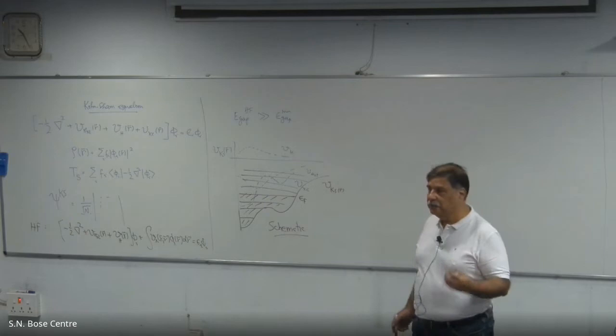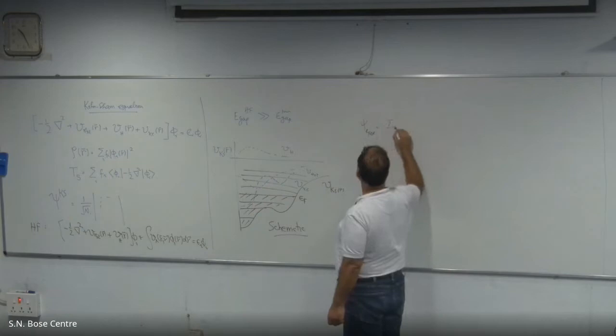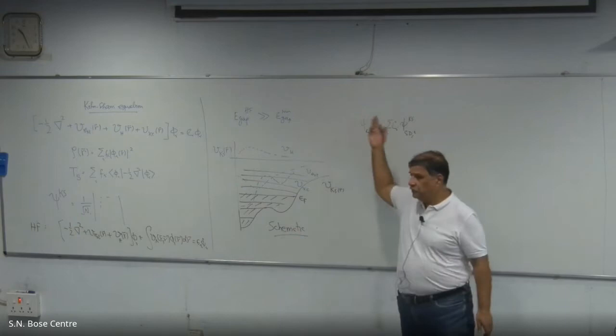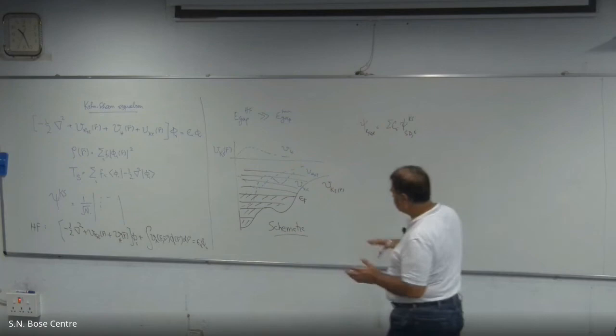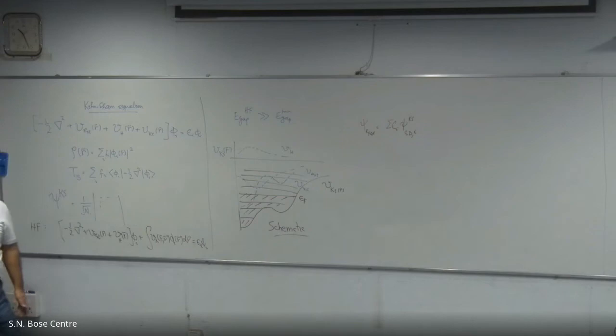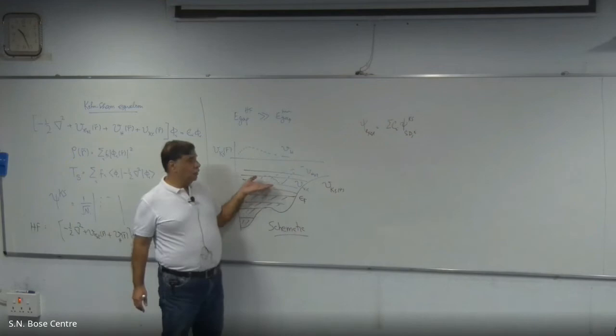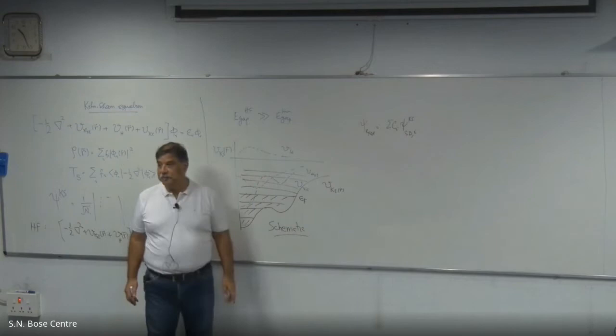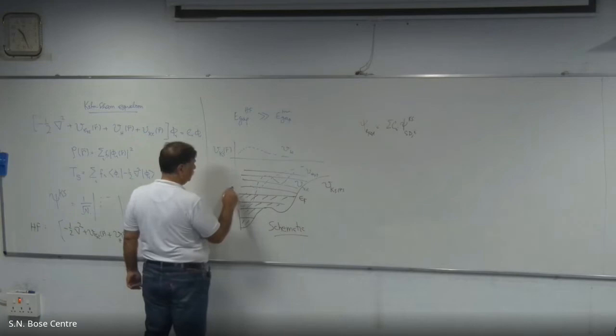I can write my psi exact as a summation of Slater determinants made from these orbitals. In principle, I have a complete set. Up to this point, it gives me all the exact answers. But if I want to go to the wave function, I can use that. Why not? Does that make sense or not? And they are easier to solve. Here, even these orbitals are only a one-electron problem, unlike Hartree-Fock, where this was an n plus 1 electron problem.